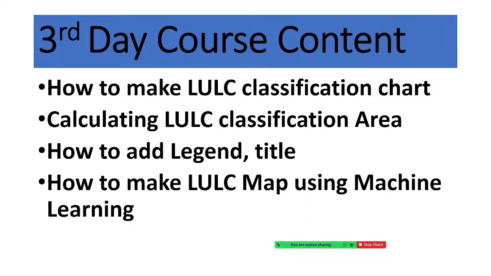And how to make an LULC map using machine learning. In this part I will also discuss different types of classifiers: the support vector machine classifier, then classification and regression trees, then the minimum distance classifier, and also the random forest classifier. So that you can easily understand the classifiers and use them for making a land cover classification map using the Google Earth Engine platform. Okay, so let's start.